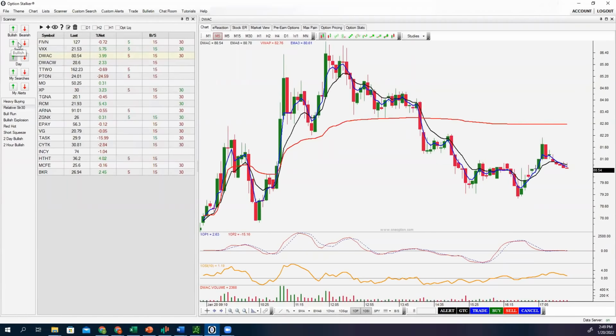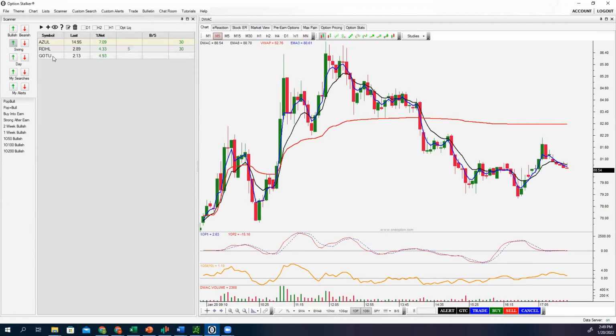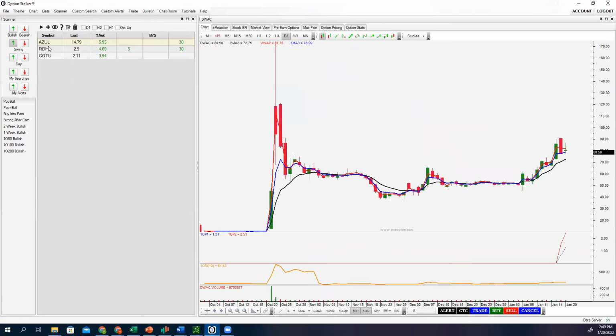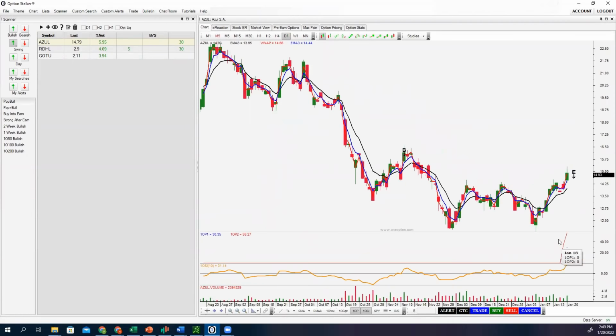I can say I want to swing trade and I want stocks that look good on a daily basis. I can go here. I'll look at this. This here broke through horizontal resistance here. Looks good. This is a good scanner.